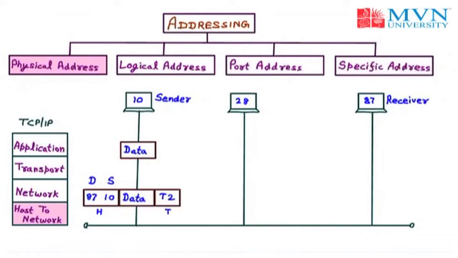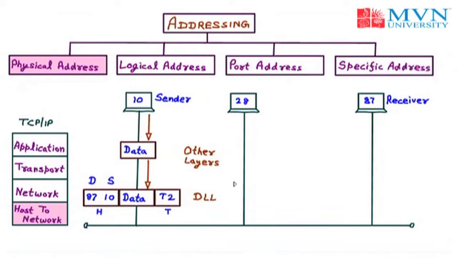Now we can see that the data is traveling from the sender. These are the other layers, that means the application layer, transport layer and network layer, because we are not considering the logical and port address. That's why we call them the other layers. Then after that, the data packet comes to the host network layer, the data link layer. Here DLL stands for the data link layer.